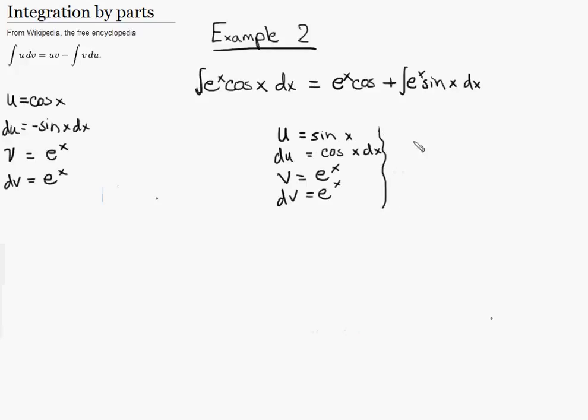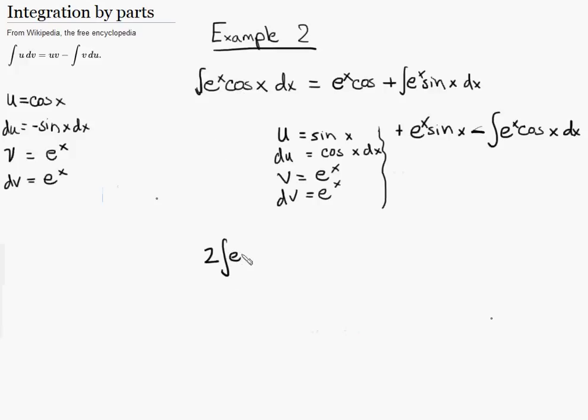So we have plus, this term is uv again, so e to the x sine of x, plus, I'm sorry, it's actually minus the integral, I'll fix it, minus the integral of v du, so e to the x cosine of x dx. And if you notice, we have the same thing here as we do on this other side of the equation, so we can add them back together.